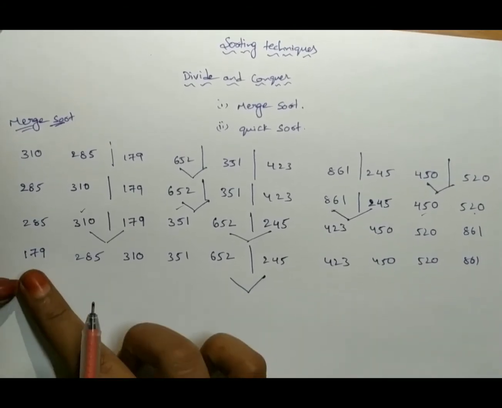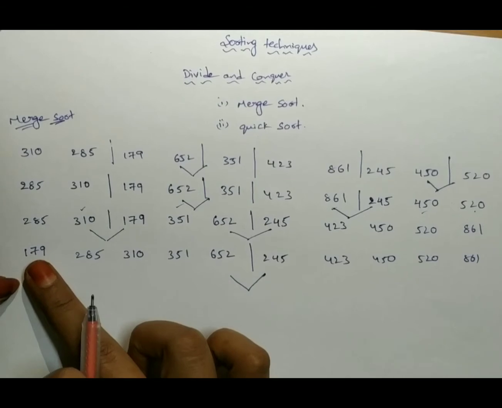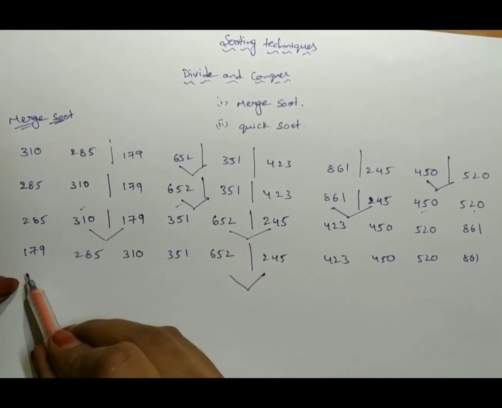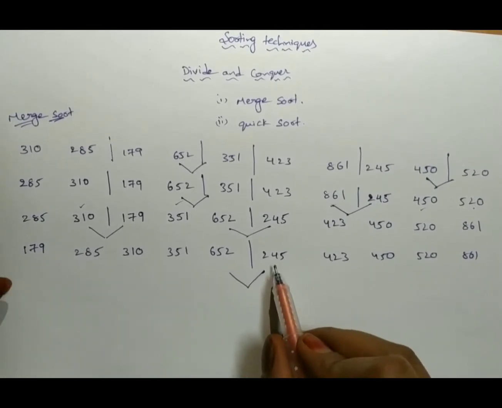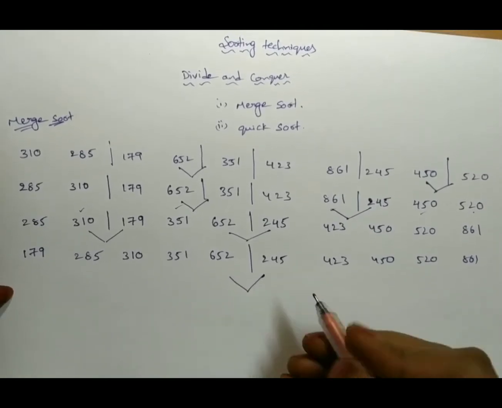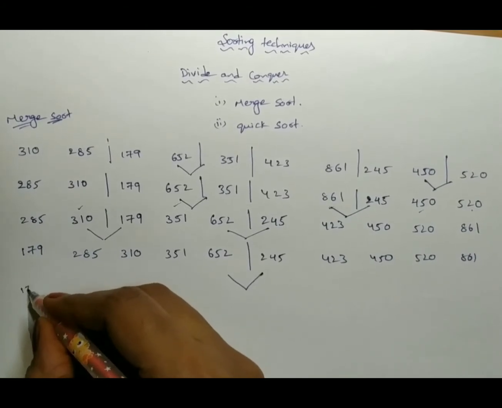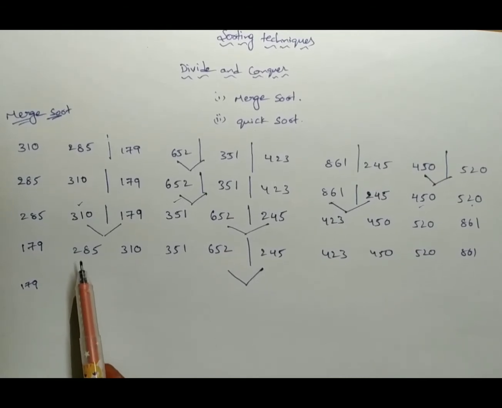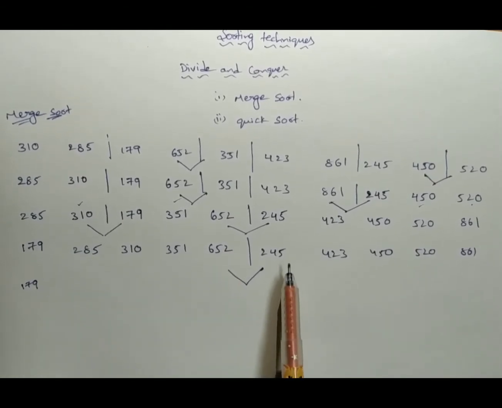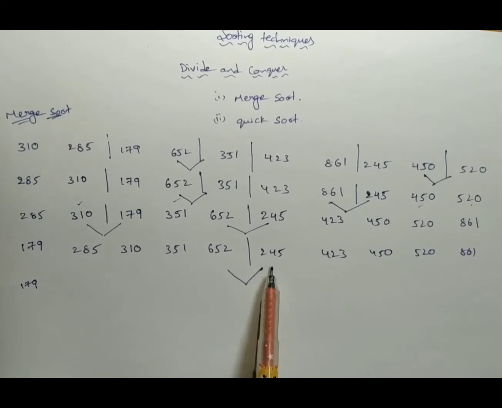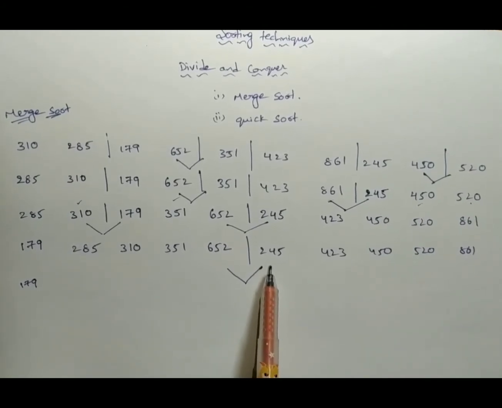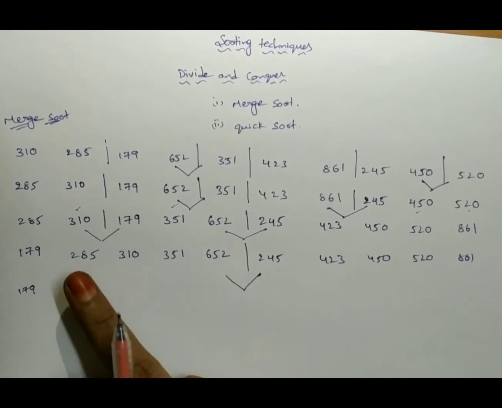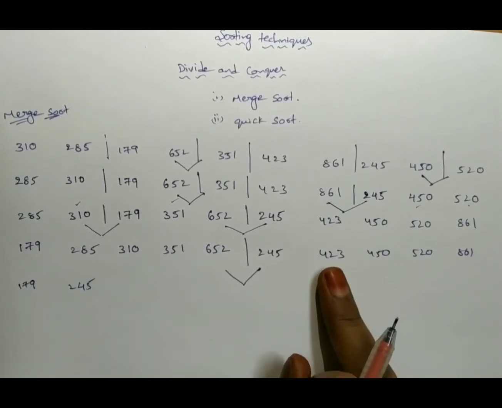Now I am comparing the first element in the first list to the first element in the second list. 179 is compared with 245. As 179 is smaller than 245, I am placing 179 as it is. Now the second element in the first list will be compared with the first element in the second list. 285 is compared to 245. 285 is greater than 245, so I am placing 245 here. Now 285 is compared with 423.